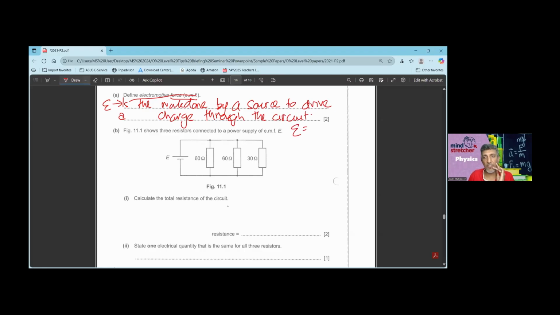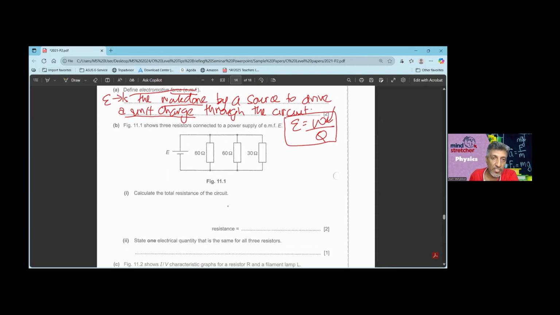Okay, so EMF is the work done by a power supply to drive a unit charge. It is the work done to drive a unit charge through the circuit. Guys, can you please work out the resistors here, please?